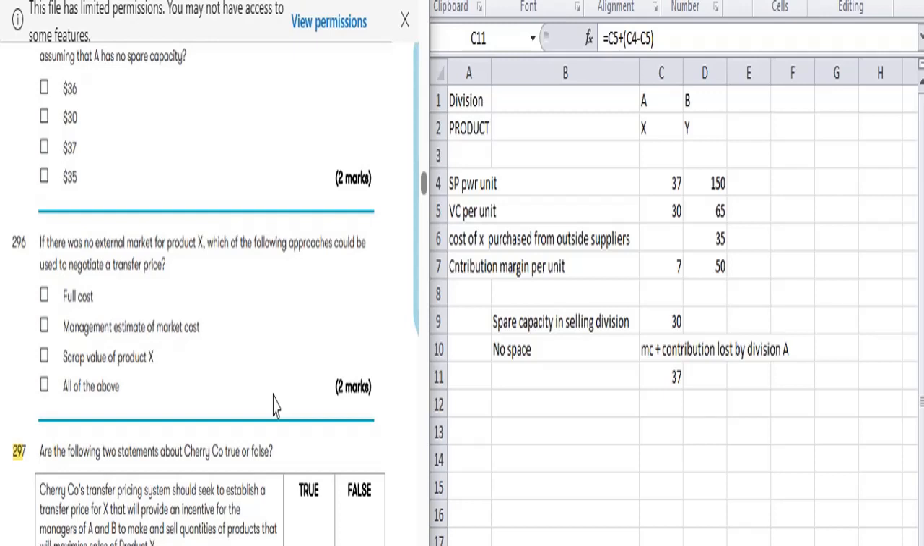Here you can find that if there is no external market for product X, then the transfer price will be based on the full cost. Okay, next.